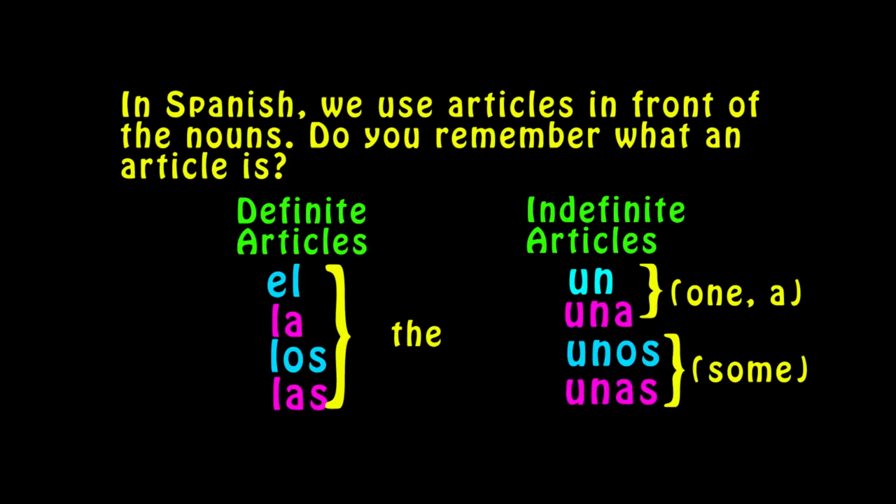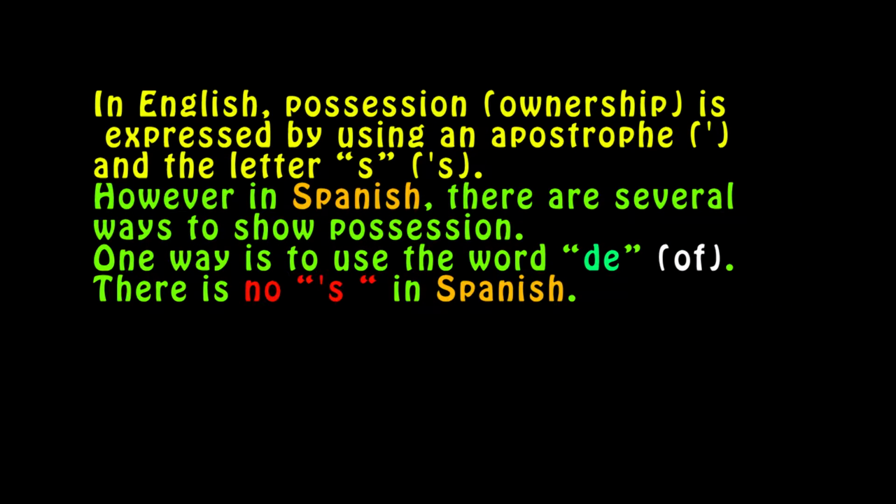What if we want to know who the objects belong to? Well, this is when we use pronouns to show possession. In English, possession or ownership is expressed by using an apostrophe and the letter S. However, in Spanish, there are several ways to show possession, and one way is to use the word de, meaning of. There is no apostrophe S in Spanish.